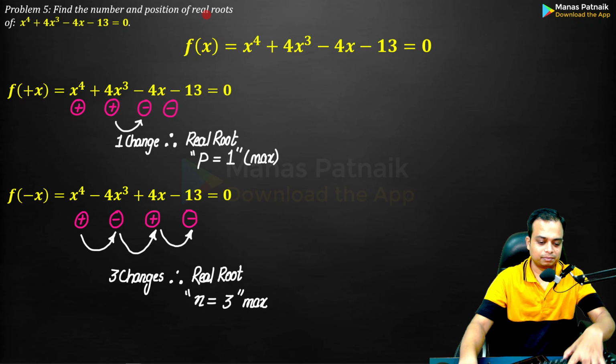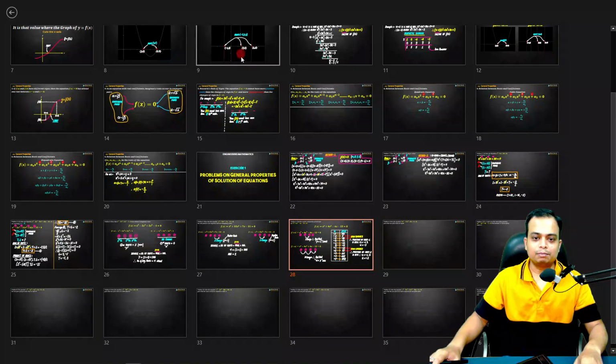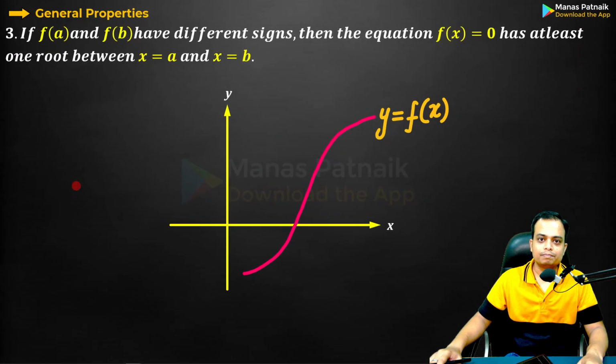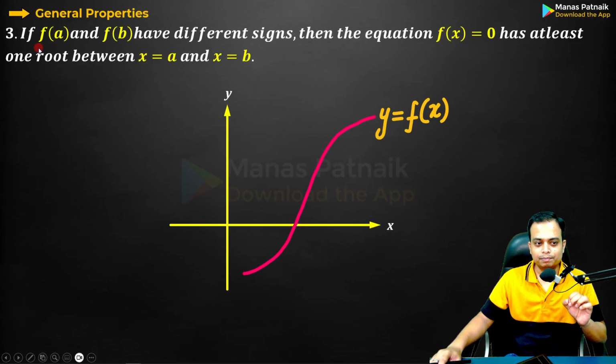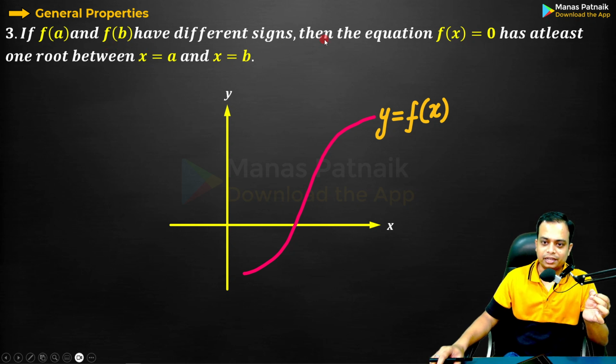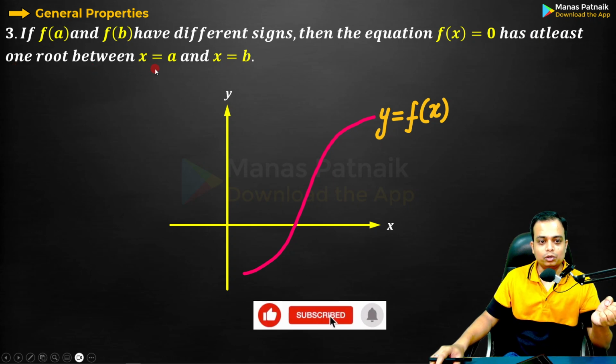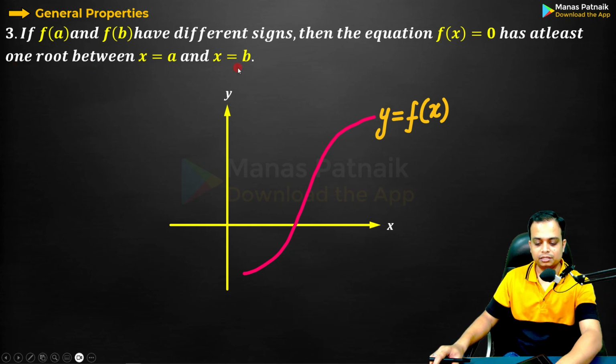Let me explain something. There is a property that we learned in our first lecture. Where is that? Here we go. So try to read this. If f of a and f of b have different signs, then the equation f of x is equal to 0 has at least one root between x is equal to a and x is equal to b.